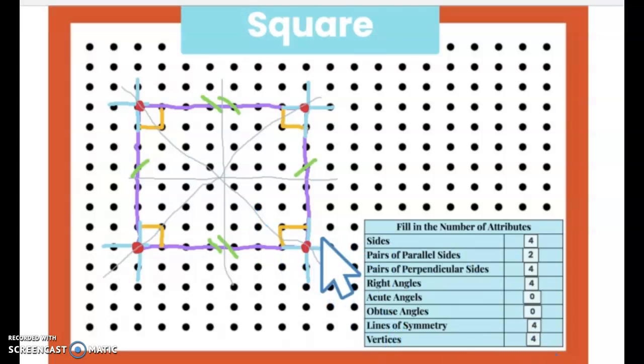And there are 4 vertices labeled here with the red dots. 1, 2, 3, 4. A square also has 4 congruent sides. So all of the sides are exactly the same length.